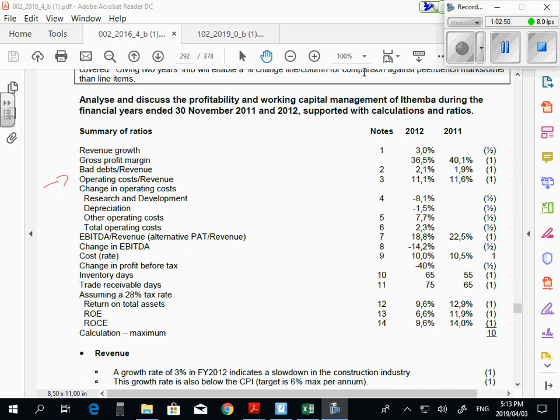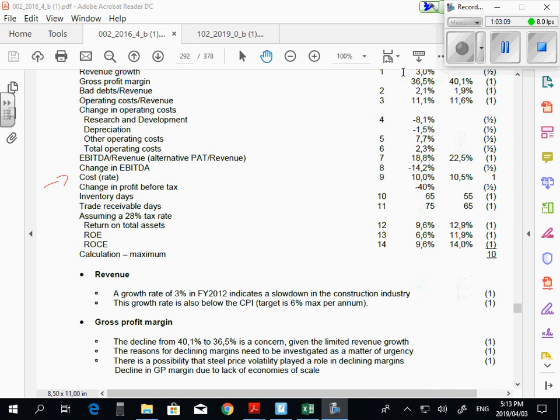Economies of scale means that your GP should naturally go down a little bit because you're not getting those bulk buying discounts. Does that make sense, guys? I'm buying less. I don't get as good a price anymore. So let's have a look here, guys. It says the decline from 40.1% to 36.5% is a concern given the limited revenue growth. As I've said to you, when you do GP, just have a look at it compared to revenue growth.